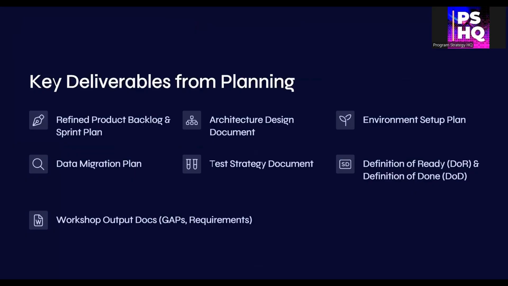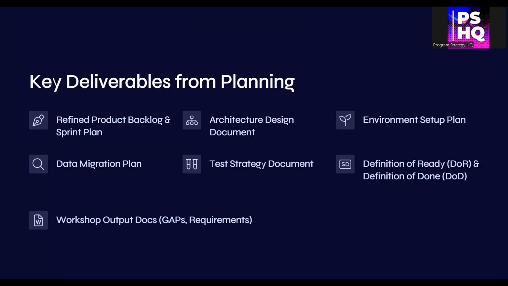Here's what you should have in hand by the end of the planning phase: a prioritized product backlog, defined sprint plan, documented solution architecture, configured environments, test strategy, a solid data migration plan, definition of ready and done, and all workshop outputs. Without these, you're not ready to execute. Revisit if anything is missing.